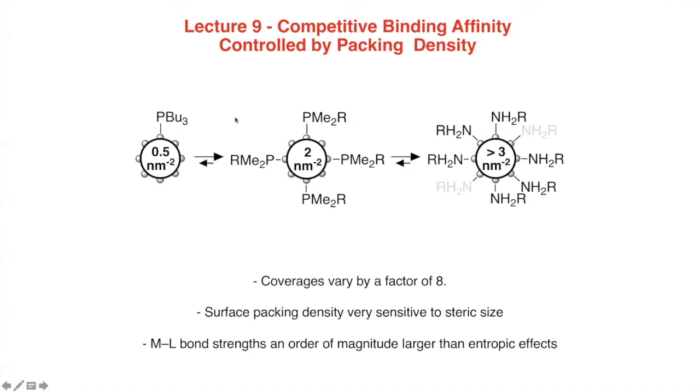So tributylphosphine and dimethyl-N-butylphosphine, the phosphorus-cadmium bond dissociation energy is probably about the same, within a couple percent or something like that. But you get 4 times more ligands around the particle if you have methyl groups instead of 2 butyl groups. And that is a direct consequence of steric size. And again, if you switch from the trialkyl phosphine to the primary amine, look at the coverage of amines goes up by another 50 to 100% or so.